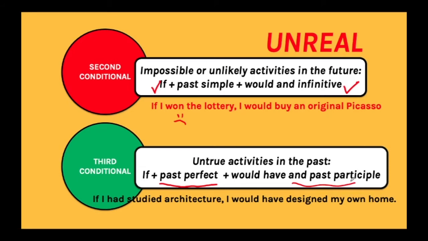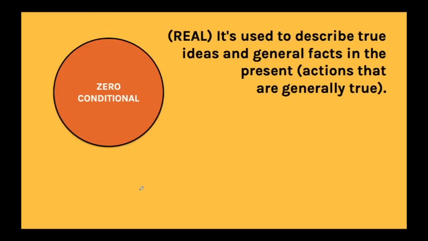We are giving a possibility to a situation in the past. We are describing an untrue activity in the past. So we say that the third conditional is unreal. Remember, zero conditional and first conditional are real, but the second conditional and the third conditional are unreal. Let's see some examples of each type of conditional sentence.